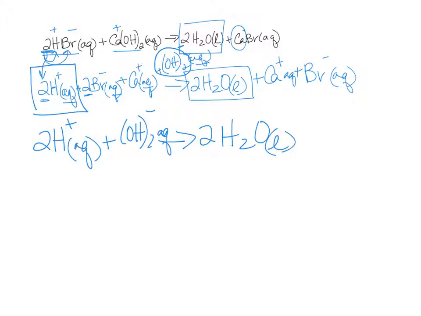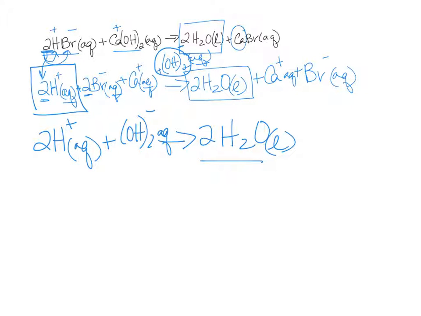And that comes together to create my 2 H2Os, and this is my net ionic equation because I'm just showing those ions that participate in creating the precipitate.